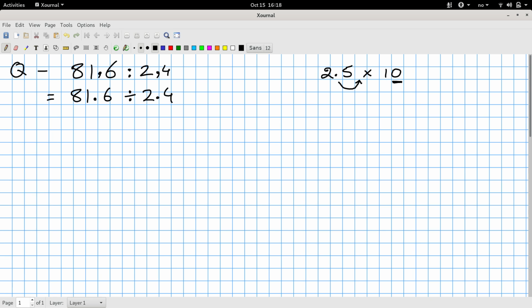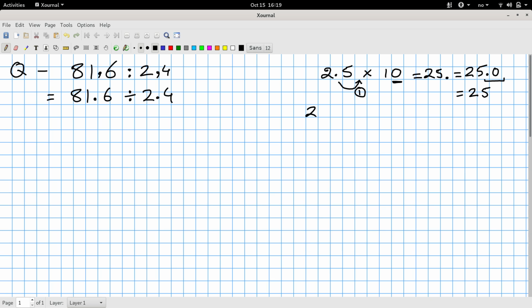So here we see 1 zero in 10. So the decimal will move 1 place to the right. That means this will eventually become 25 point. But since mathematically we can't write 25 point, we write 25.0. And since the 0 is insignificant, we simply write it as 25, right? So this is a refresher.